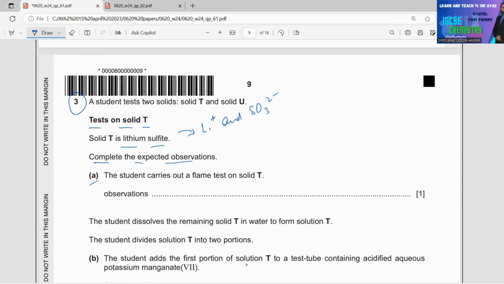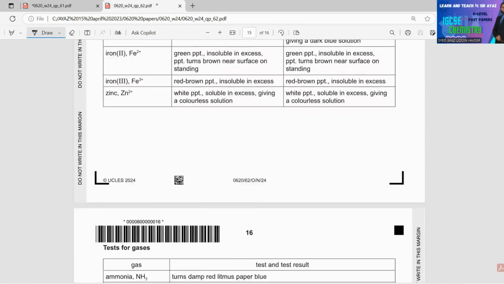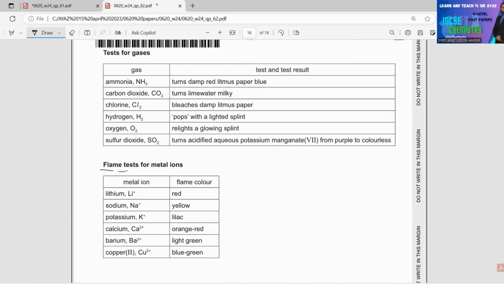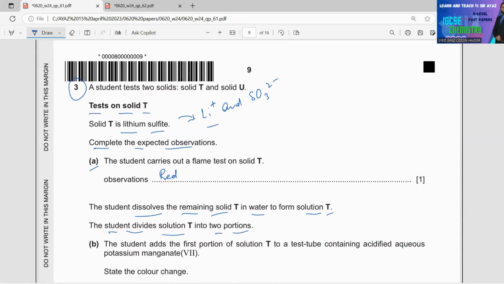A. The student carries out a flame test on solid T. Observations. Definitely, this observation will be due to the presence of this Li+ ion. If you look at the flame test here, here's flame test for metal ions. Lithium, it gives red color, so I will write red here. Student dissolves the remaining solid T in water to form solution T. The student divides solution T into two portions.